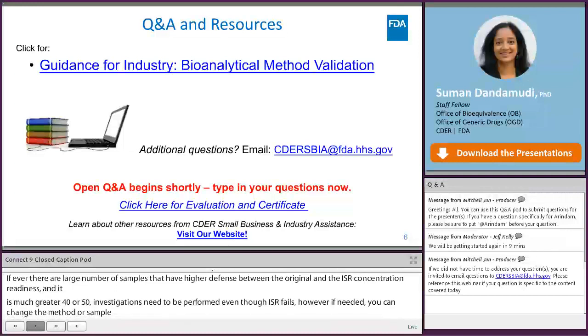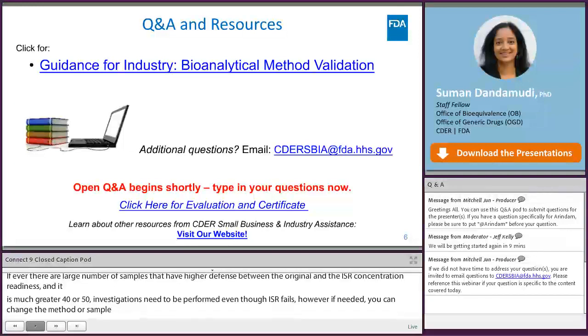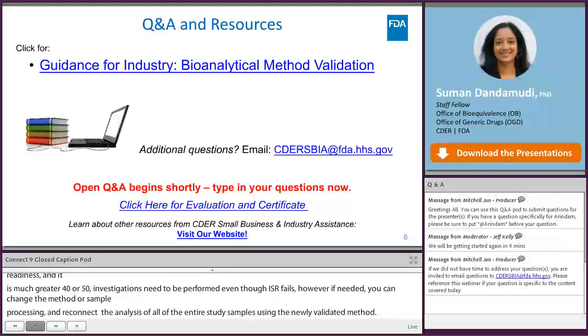However, what I meant is, if ever you see any difference in the ISR concentration value higher than 30 or 40 or anything higher than 20%, do not go back and reanalyze the original sample, or do not go back and just reject that particular run or particular individual sample.